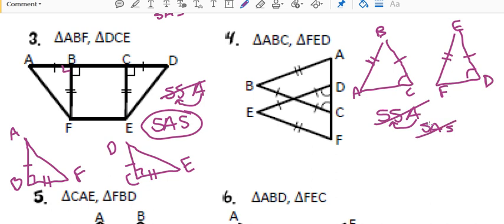So I can't use side angle side. There's nothing I can do with these two side lengths and this particular angle to prove that these are congruent. So this one cannot be proven. If you got that, that's very clever. This cannot be proven.